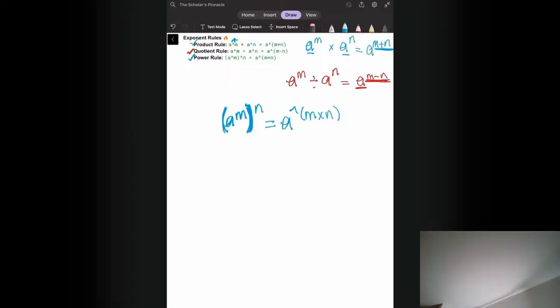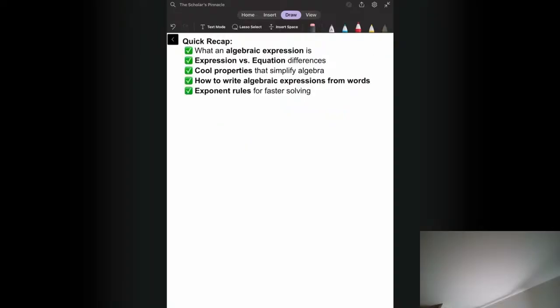Now, here's a quick recap of what we covered. What an algebraic expression is, expression versus equation differences in algebra, cool properties that simplify algebra, and how to write algebraic expressions from words and vice versa, as well as exponent rules for faster solving.